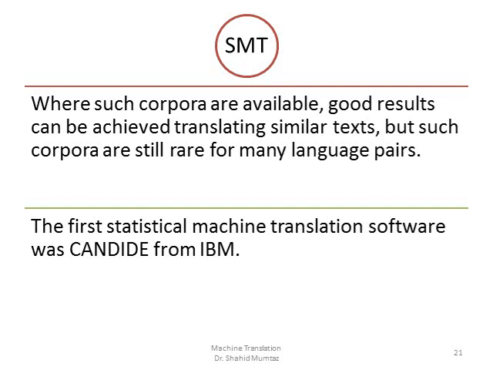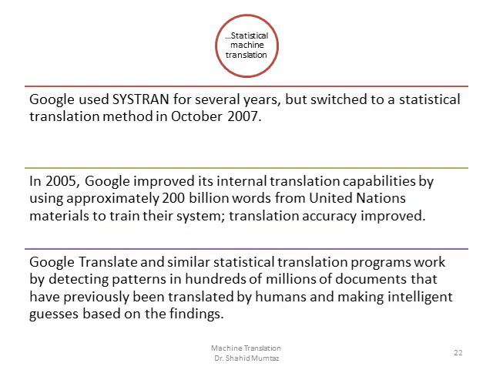The first statistical machine translation software was Candide from IBM. Google used Systran for several years but switched to a statistical translation method in October 2007. In 2005, Google improved its internal translation capabilities by using approximately 200 billion words from United Nations materials to train their system. Translation accuracy improved.